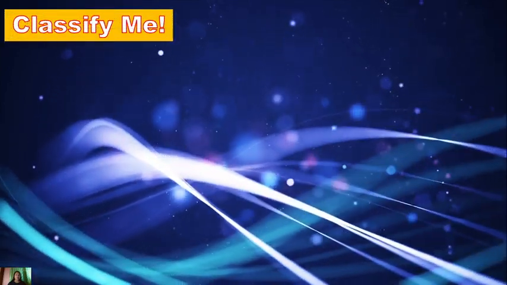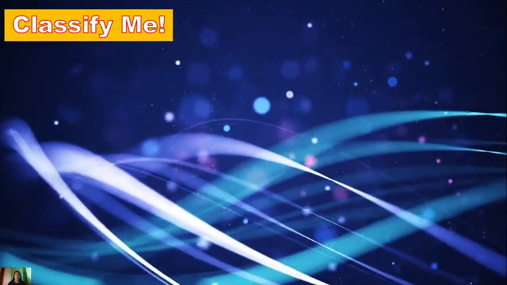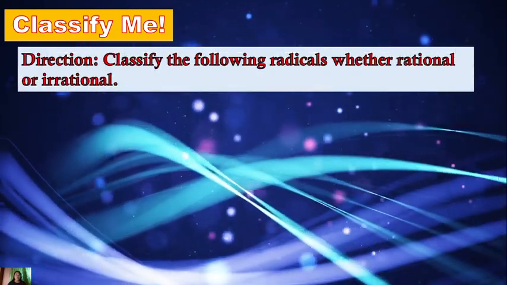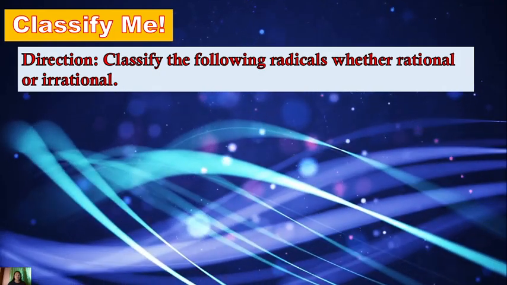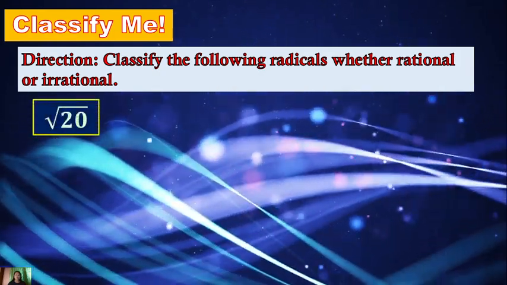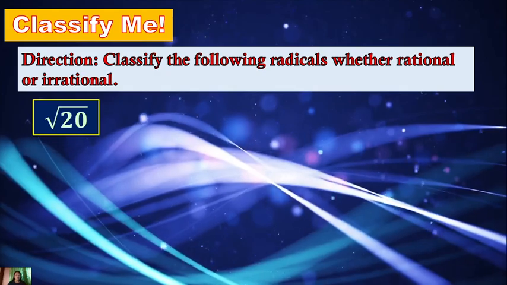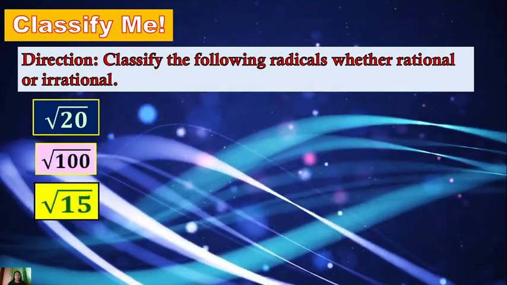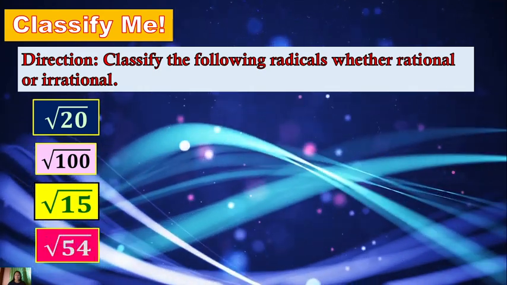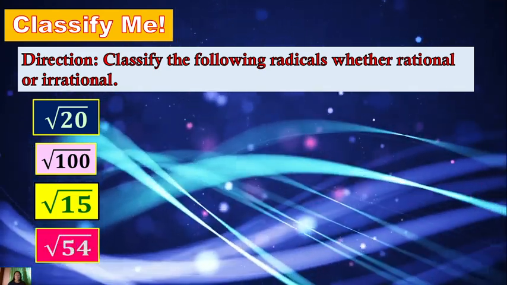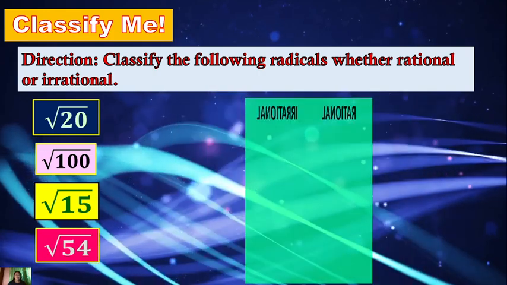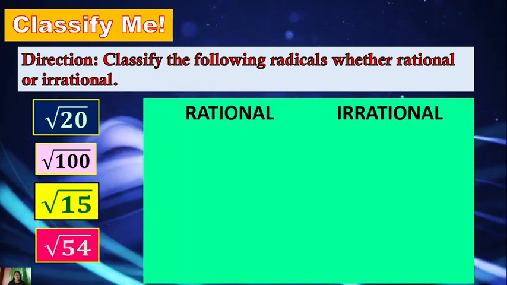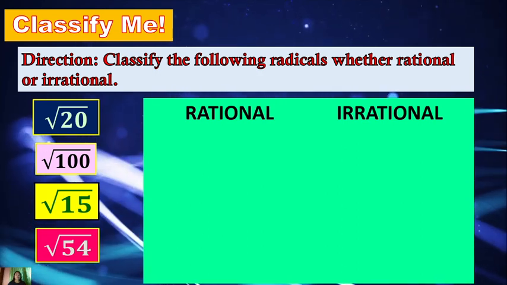And let's have an activity entitled Classify Me. Direction: you're going to classify the following radicals whether rational or irrational. Number 1: square root of 20, square root of 100, square root of 15, and square root of 54. Okay, so let's have a table for rational and irrational. We will start with square root of 20.